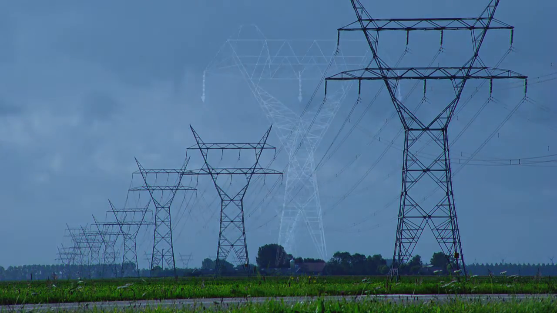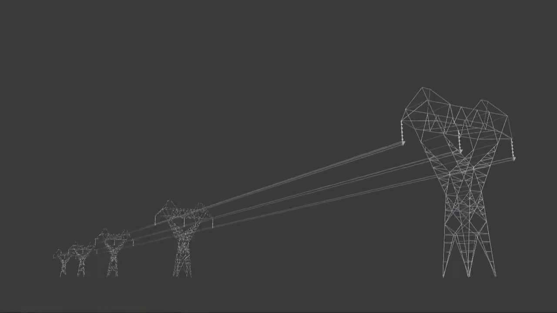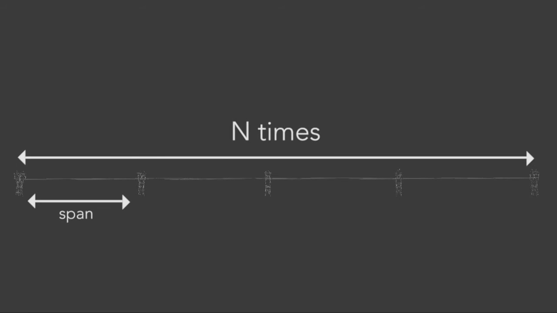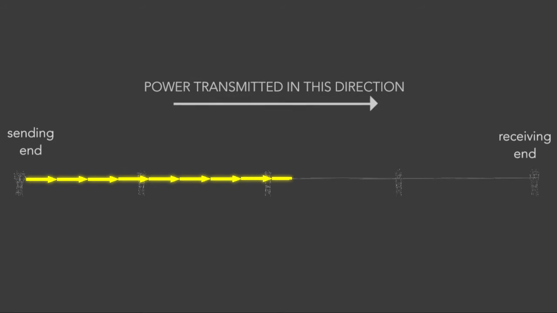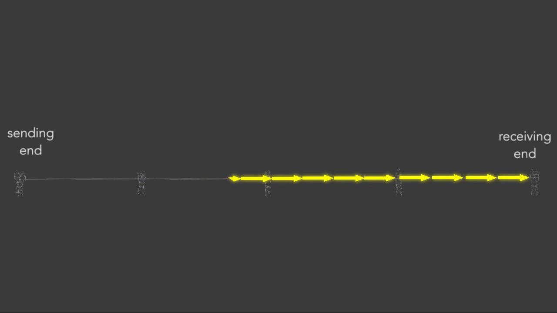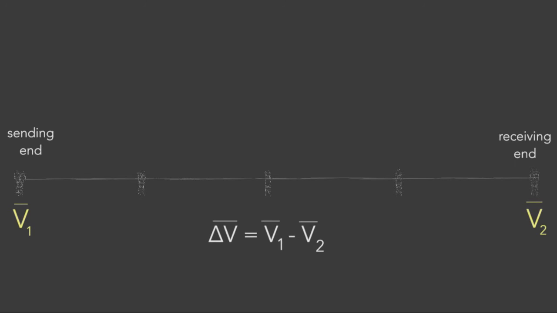Let's consider a span of this transmission line, which is the part delimited from one particular tower to an adjacent tower. Let's assume that the total length of this line is equal to n of these spans. When we send power through this line, it will offer opposition to this power flow, which is characterized by the series resistance R and the series reactance X of the line. This opposition will create a difference between the voltages at both ends of the line.